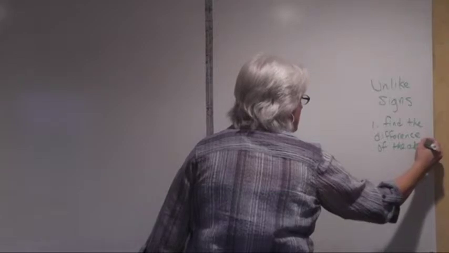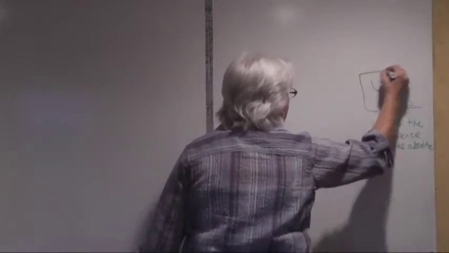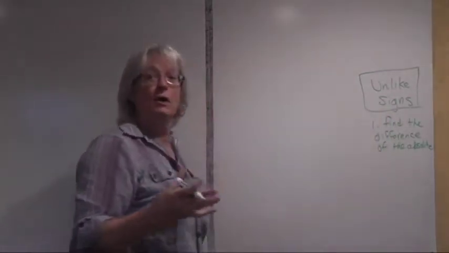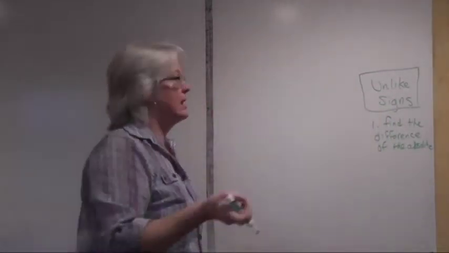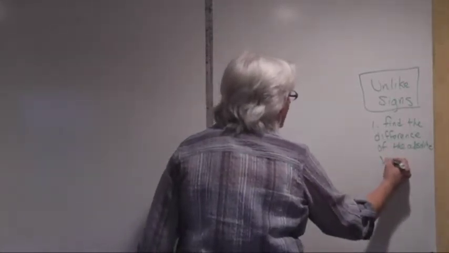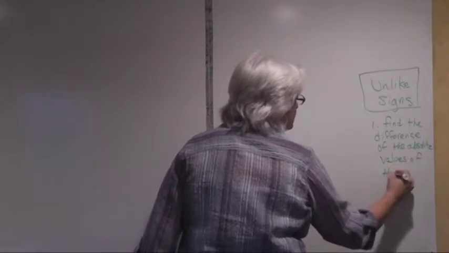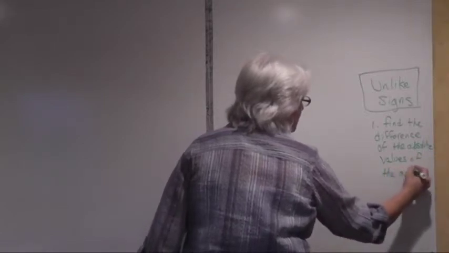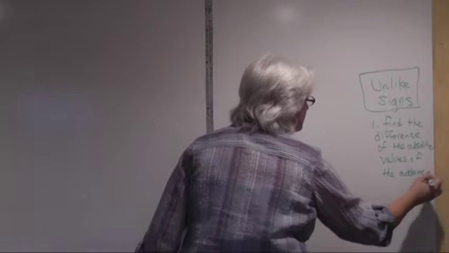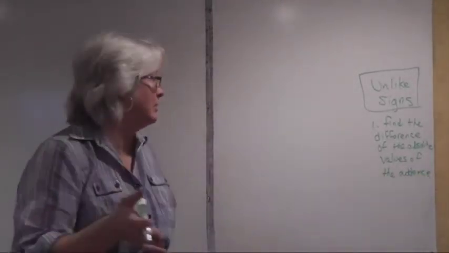We found the sum when we were adding like signed integers. When we were adding unlike signed integers, we have to find the difference of the absolute values of the addends. And what is it that we're talking about when we talk about difference?